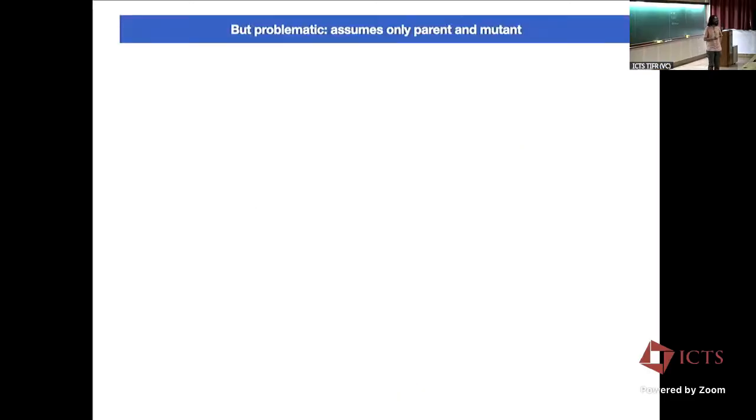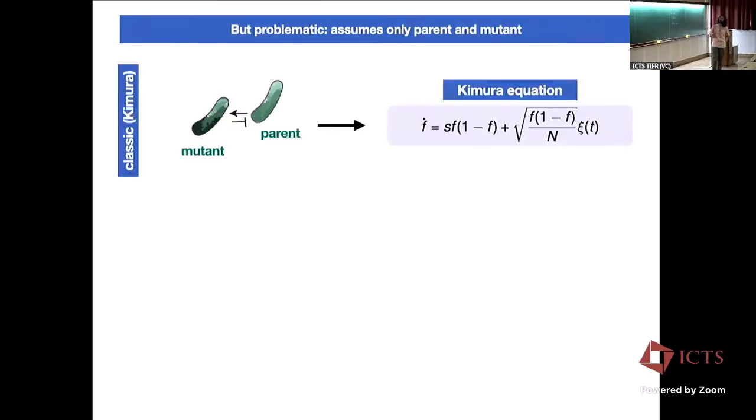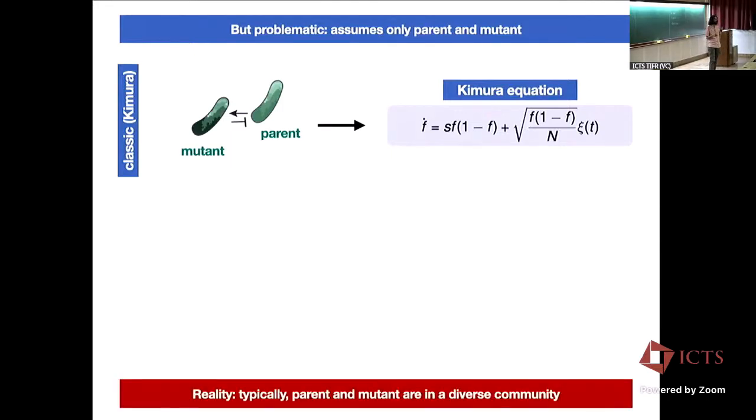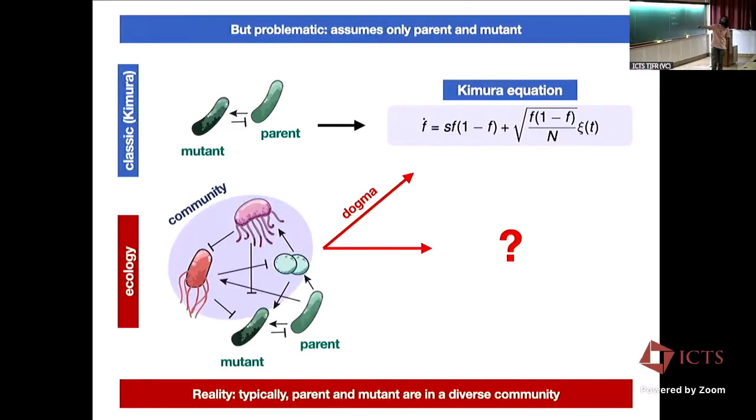But I want to highlight to you that even though this has been dogma in the field for a long time, this picture assumes, and you can actually derive this particular Kimura equation assuming, that you have an environment where there's only the mutant and the parent. This is very different from reality, which we see around us, which is that typically evolution happens in diverse communities. We're all embedded in them. And so reality is that this mutant and parent will typically be embedded in a community of many other species.